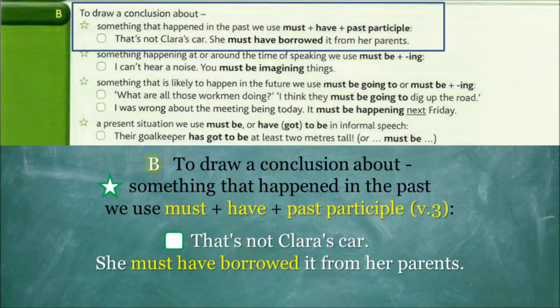B. To draw a conclusion about something that happened in the past, we use must plus have plus past participle. That's not Clara's car. She must have borrowed it from her parents.